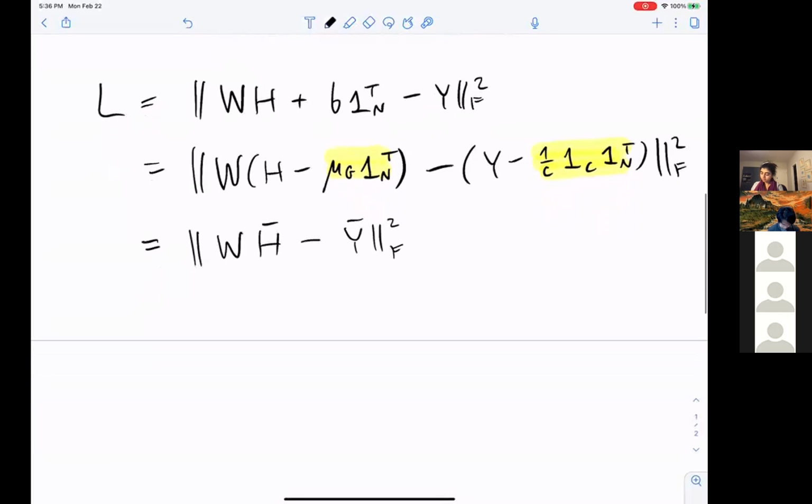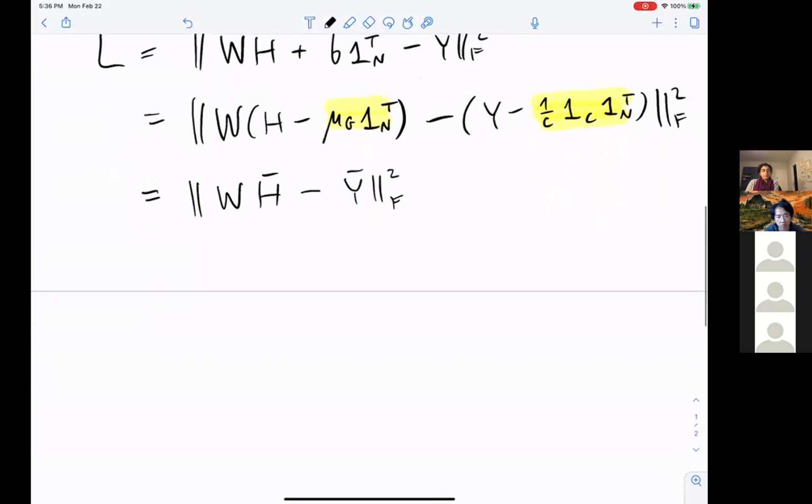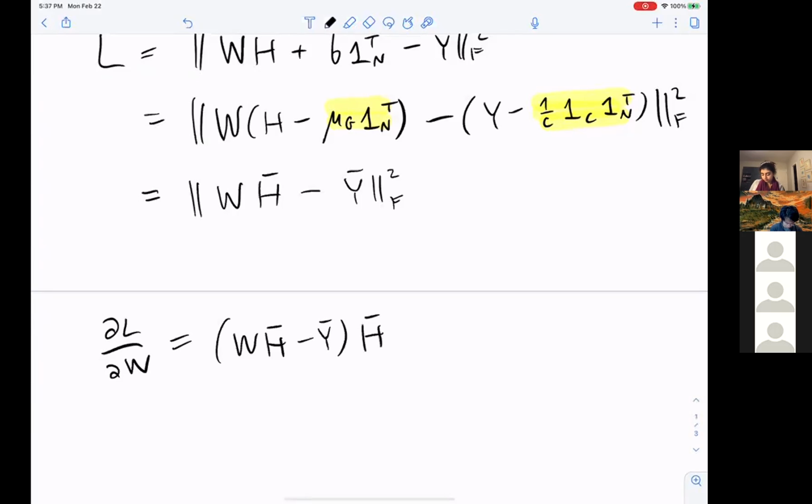Now, what should we do next? What will you do next if you had the choice to do something? Minimize over W, that is correct. Thank you, Tristan. So we're going to calculate the derivative of the loss with respect to W, right? And that is simply equal to W H bar minus Y bar multiplied by H bar transpose, right? Again.